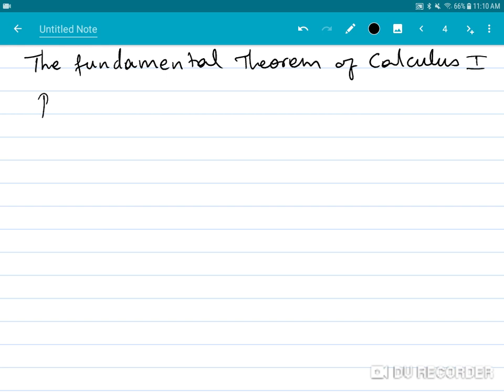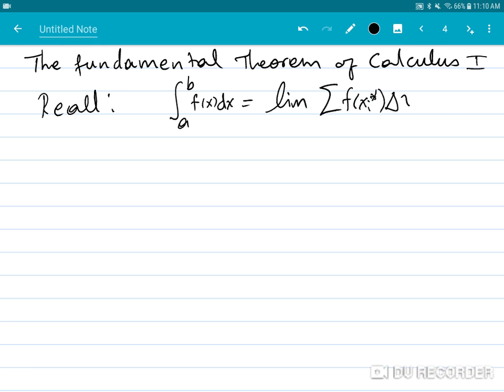So just to remind you, the integral from a to b of f of x dx is the limit of the sum of f of xi star times delta x, i from 1 up to n, as n approaches infinity, where the xi's are the boundary points of the partitioning. So a is x0, then you have x1, then x2, then xn, which is b.